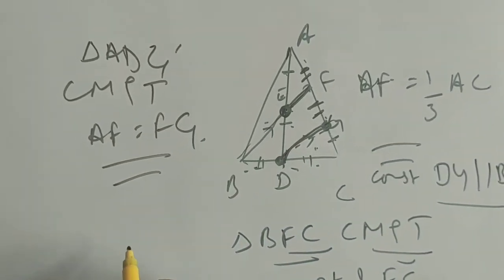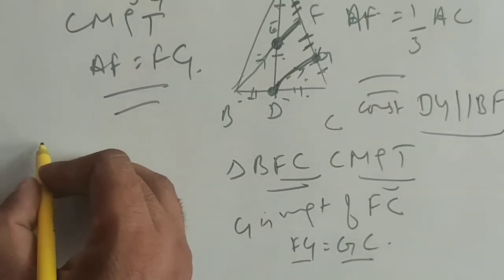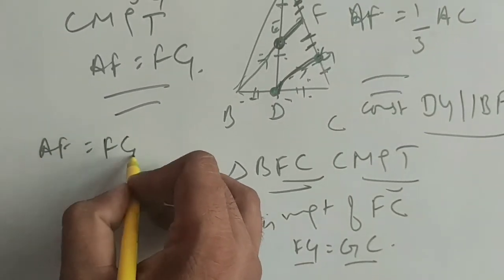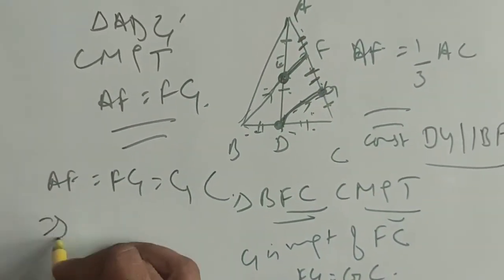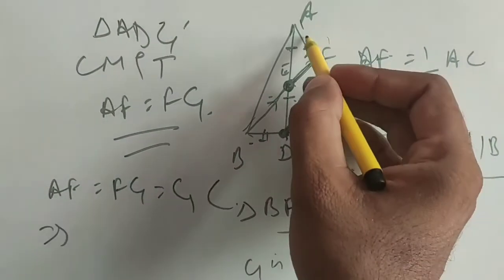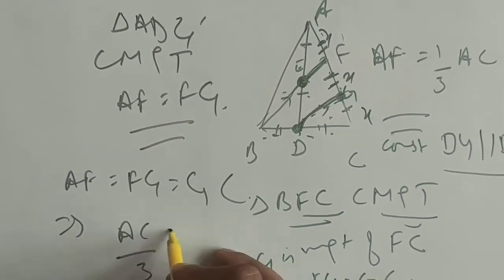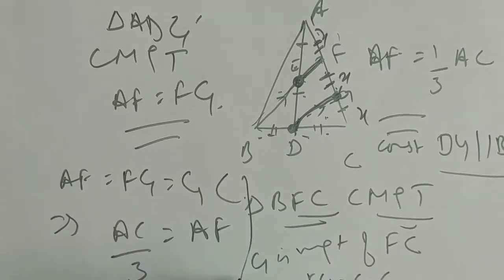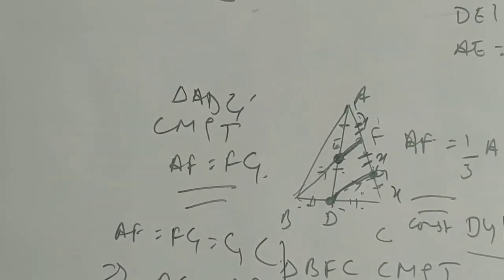By the converse of the midpoint theorem, AF equals FG, and here we have FG equal to GC, therefore AF is equal to FG is equal to GC. These three parts are equal. So clearly if this part is X, this is X, this is X, we can see that 1/3 of AC will be AF. So hence proved. So these were a few more examples.